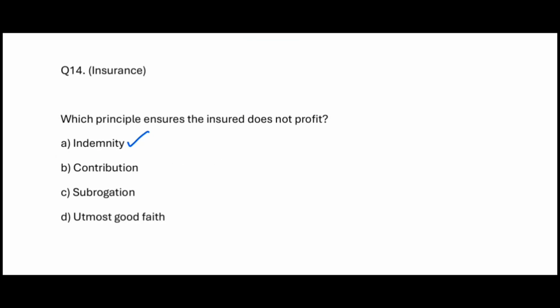Which principle ensures that the insured does not profit? Indemnity, contribution, subrogation, utmost good faith. It is indemnity. The principle of indemnity is a fundamental concept in insurance, particularly for property, liability, and other non-life insurances. It states that the purpose of insurance is to restore the insured to the same financial position they were in immediately before the loss, no better or no worse. The insured should be compensated for the actual amount of the loss, but should not be allowed to make any profit from the insurance claim.